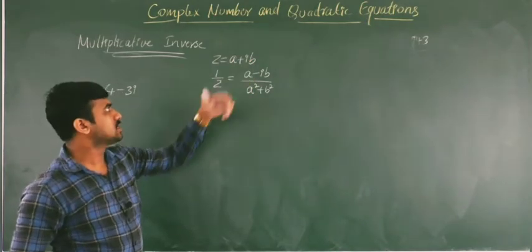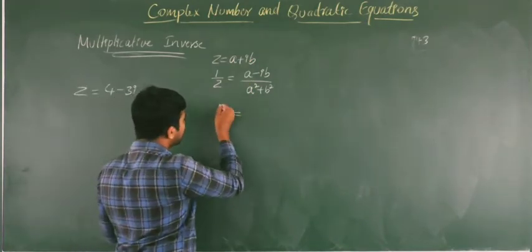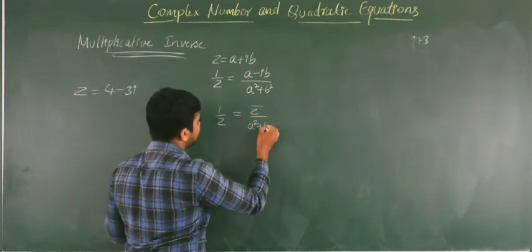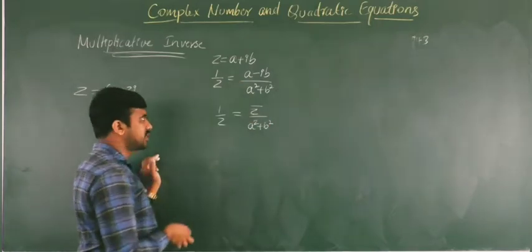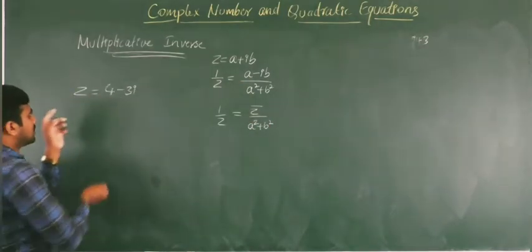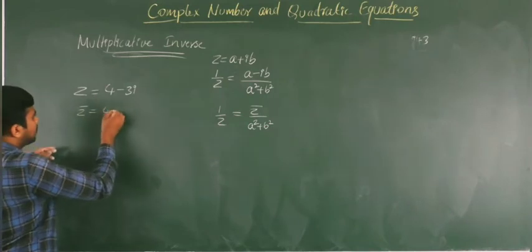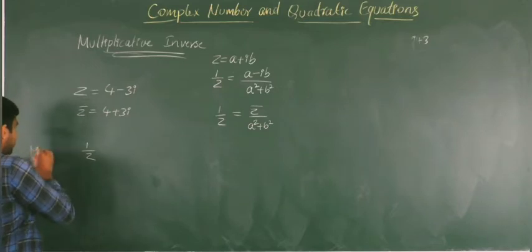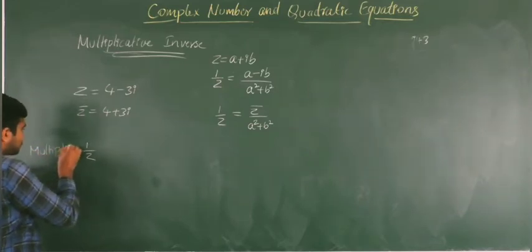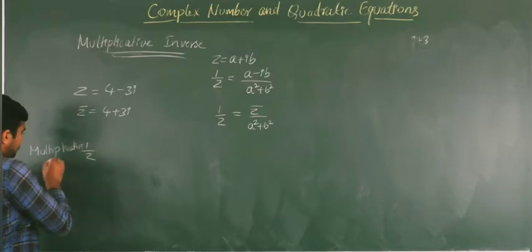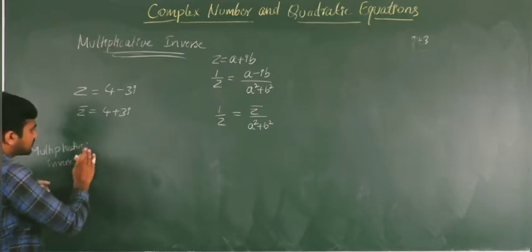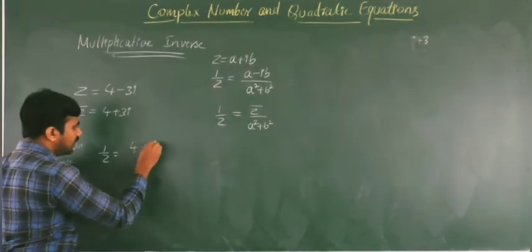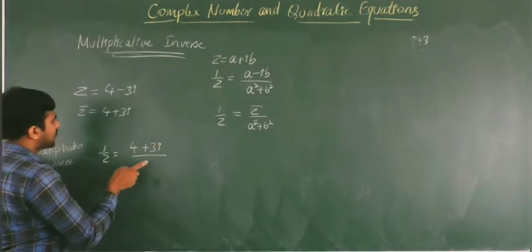So we can write this as 1 by z equals z bar divided by a square plus b square. z bar is nothing but the conjugate of z. So what is z bar here? z bar is nothing but 4 plus 3i, the conjugate. So 1 by z, the multiplicative inverse, that is 1 by z is equal to 4 plus 3i divided by a square plus b square.